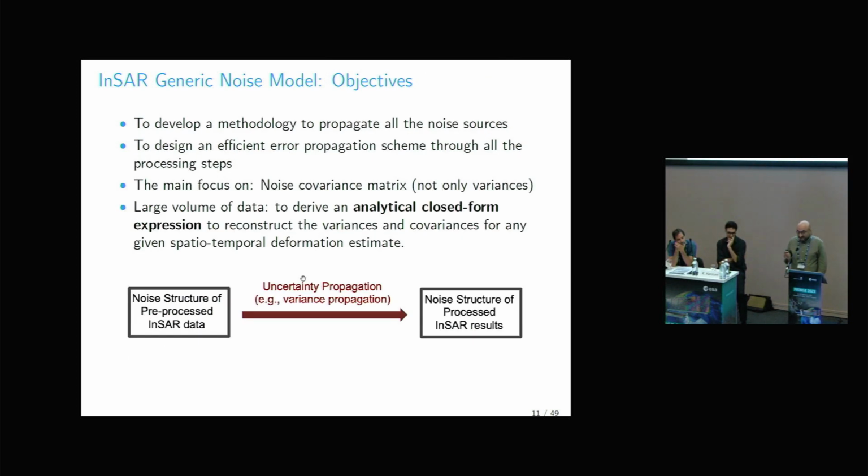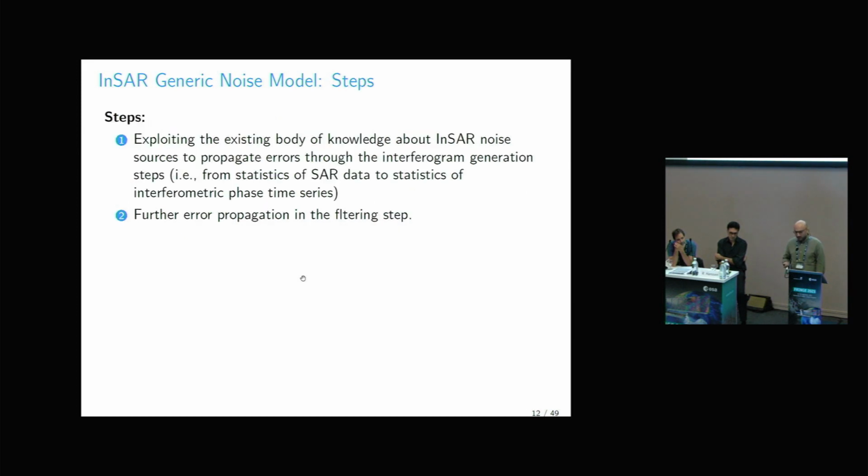Because of the large data, the goal is finally to have one analytical closed-form expression to construct variance-covariance matrices for any set of observations that we want. If we made one variance-covariance matrix for all our points in all time series, it would be a huge matrix that we cannot use. But if we can make an expression that, for any set of points, or one time series, or a set of points in one interferogram, gives us the variance-covariance matrix, then that's actually the goal here.